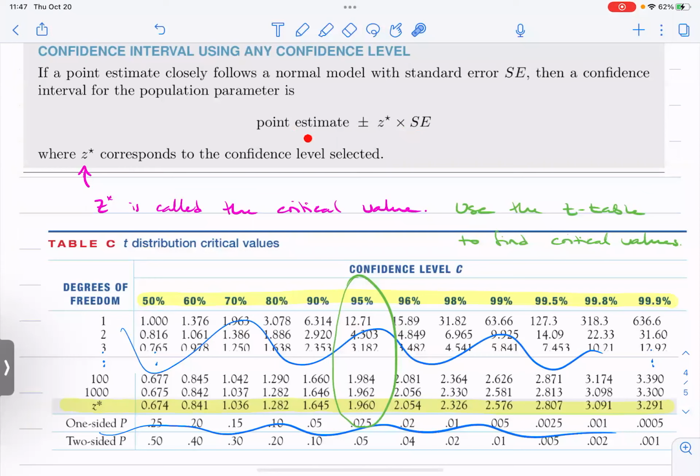For us, we're only talking about one sample proportion, right? And so our point estimate so far has only been p hat, right? And the standard error of p hat is the square root of p hat q hat over n, right? And we know how to find z star. So before we can actually build an interval, which is just fun, let's just math, plug and chug.